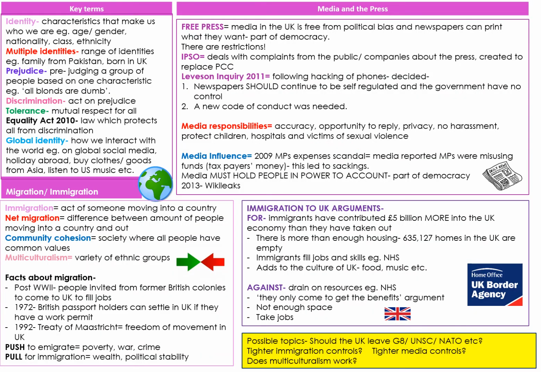Okay, and then the last bit of life in modern Britain. So we need to know about identity. We have got different identities. So identity is our characteristics that make us who we are. For example, our age and our gender. But you also have an identity through your nationality.